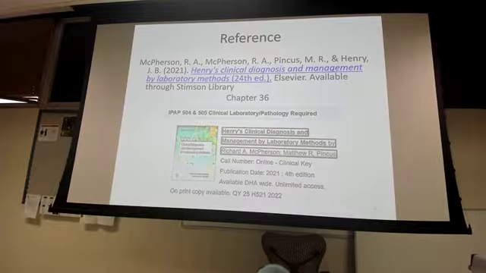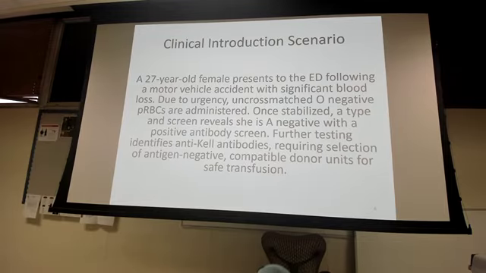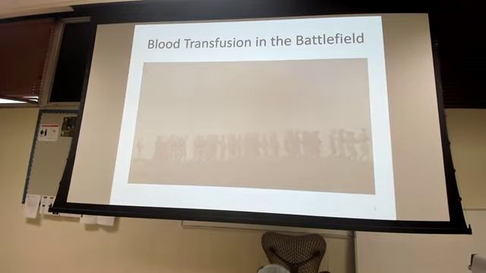All right. So this comes from our lovely reference, chapter 36, and here is our clinical introduction scenario. A 27-year-old female presents to the ED following a motor vehicle accident with significant blood loss. Due to urgency, uncross-matched O-negative packed red blood cells are administered. Once stabilized, a type and screen reveals that she is A-negative with a positive antibody screen. Further testing identifies anti-KEL antibodies, requiring selection of antigen-negative compatible donor units for safe transfusion. Okay. You already saw the video yesterday.